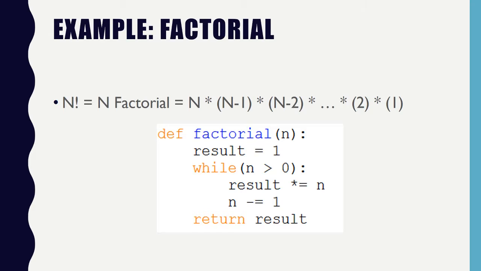The code for this is pretty straightforward. I'll give you a second to look at it. We're writing a factorial function. It takes in a number. We're calling that number n.